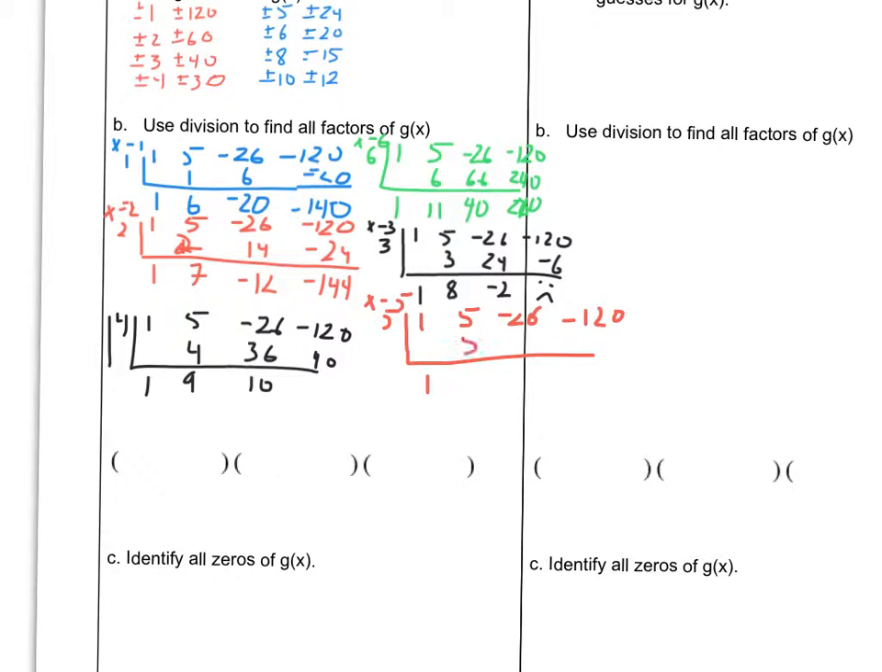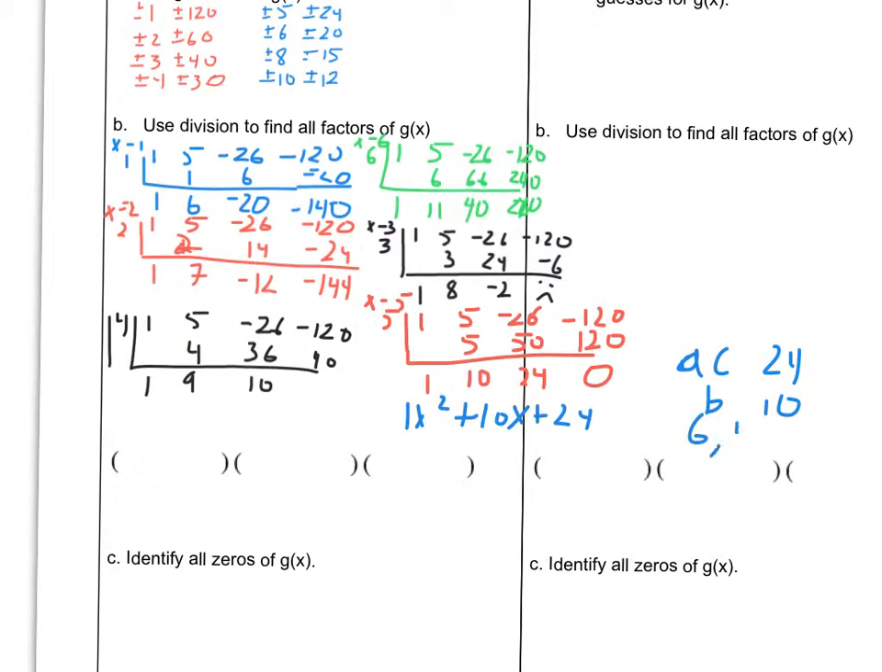That's going to be 1, 5, 10, 50, 24, 120, and 0. Wow, on the 6th try we got that. So that means x squared plus 10x plus 24. A times c is going to be 24 with a b of 10. That's going to be 6 and 4.